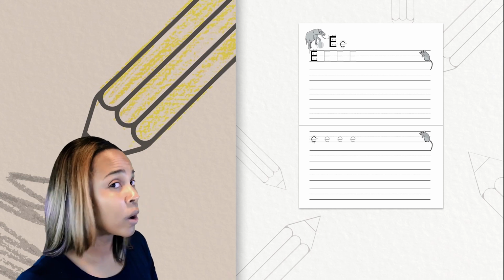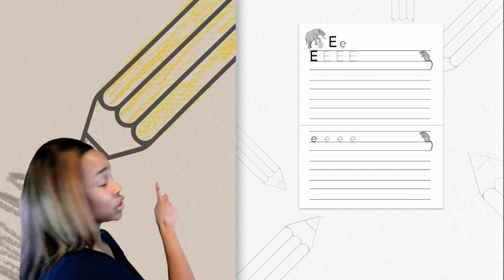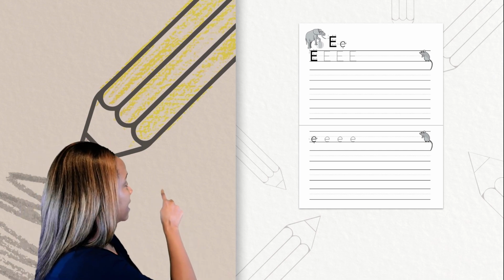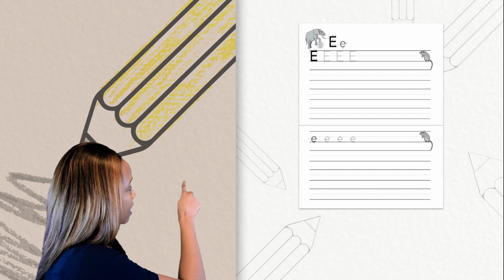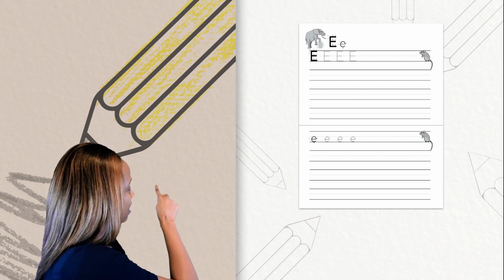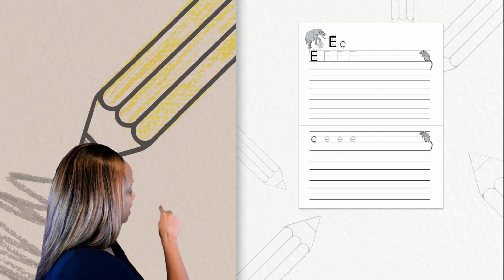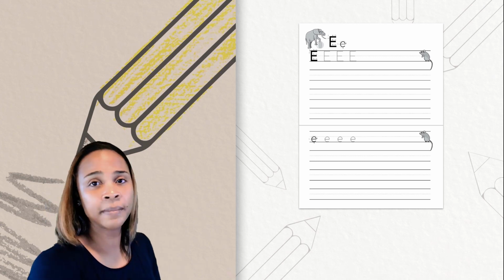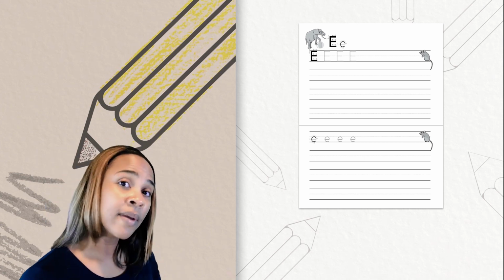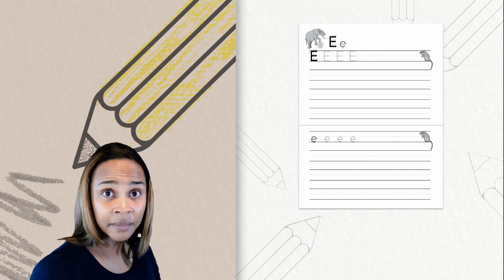Now let's make our lowercase e. Starting at the belly line, making a little line right there on the belly line and coming up and around, curving it around like the letter C all the way down, touching our bottom line, our foot line, then curving up just a little bit. And we've made our lowercase e.